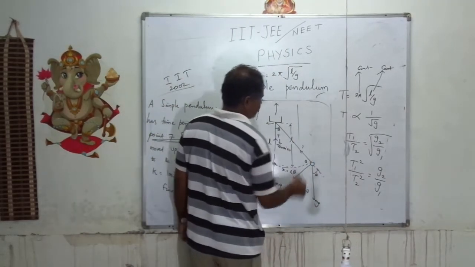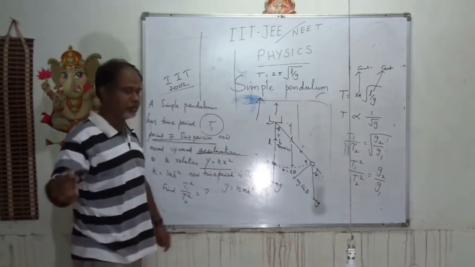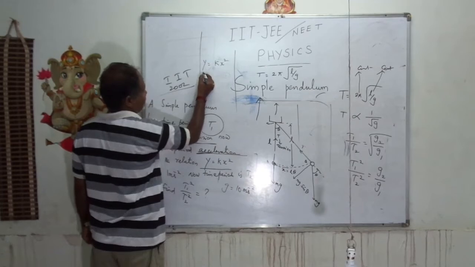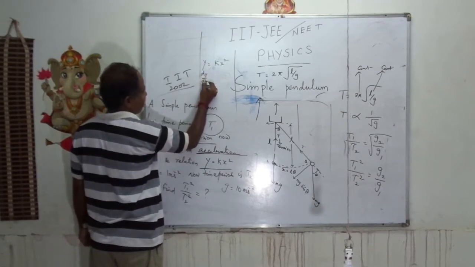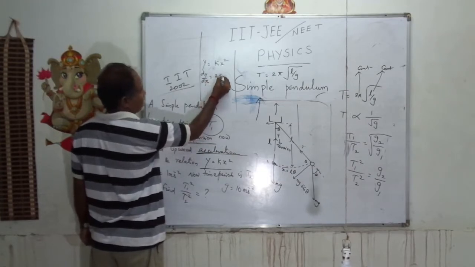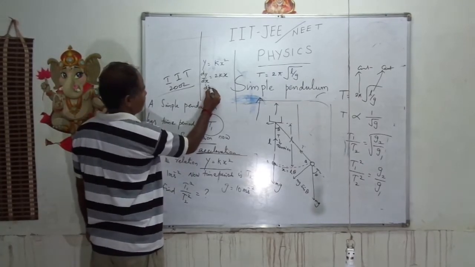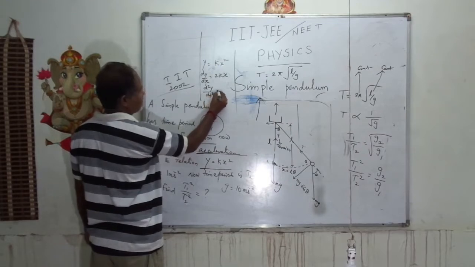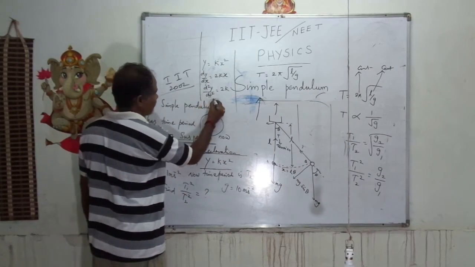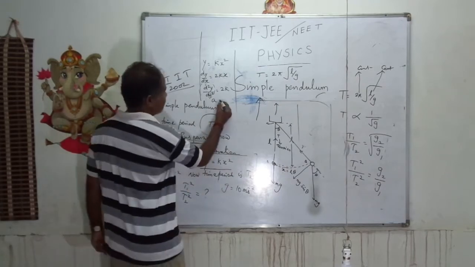How can you find g2? g2 can be found with the help of the given data: y is equal to kx square. Sorry, dy by dt is equal to 2kt. Differentiating again, d square y by dt square is equal to 2k. What is this? This is nothing but acceleration. So a is equal to 2k.